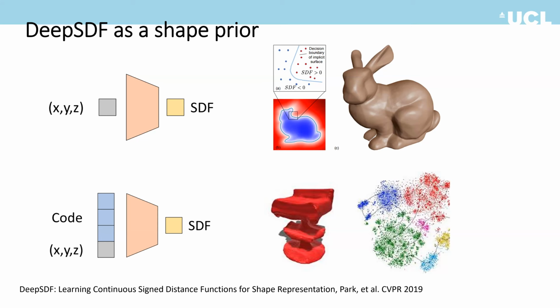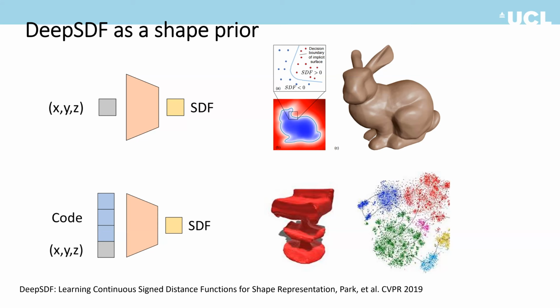Let's say you have 1,000 chairs in the dataset. You just associate each chair with a latent code. When you train on those 1,000 chairs, you not only train the weights of the network, but after training you also get 1,000 latent codes, one for each chair. That's why they call it an autodecoder: there's no encoder part. You can directly learn this latent code through optimization.